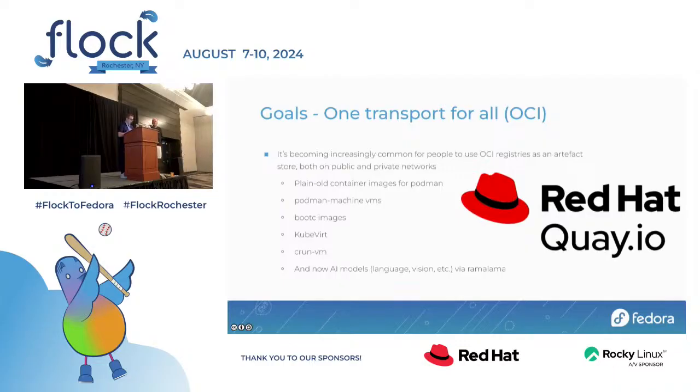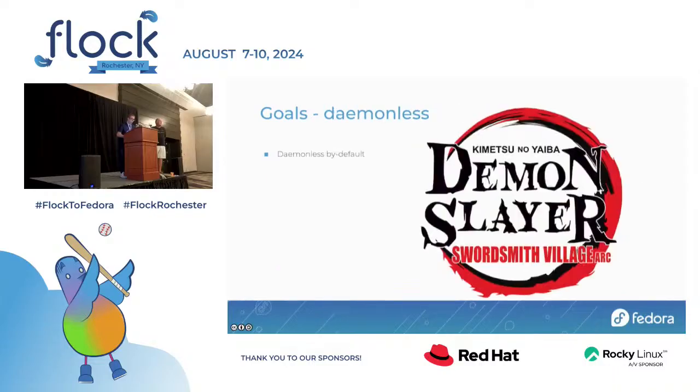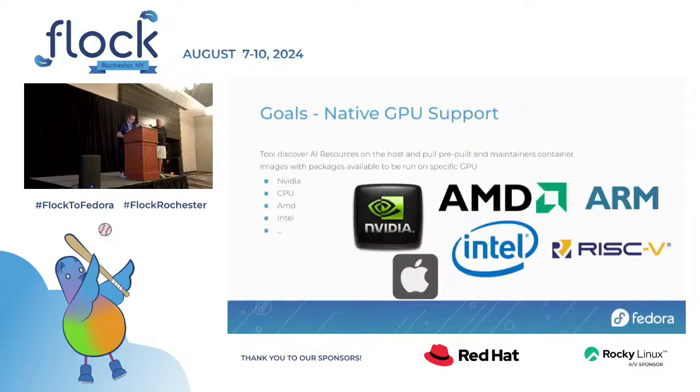And I have some other examples written down here. We containerize Podman machine VMs, KubeVirt, although I haven't used that, and there's something called crun-vm, which is another way of basically containerizing an operating system. And we aim to containerize AI models also via Ramalama.